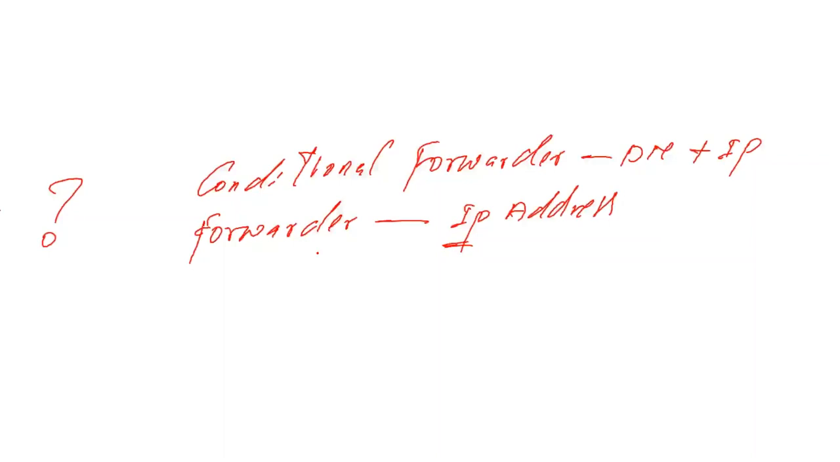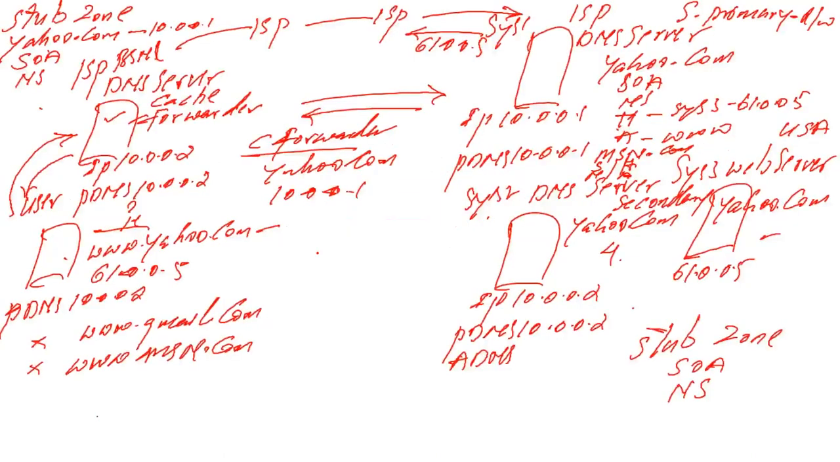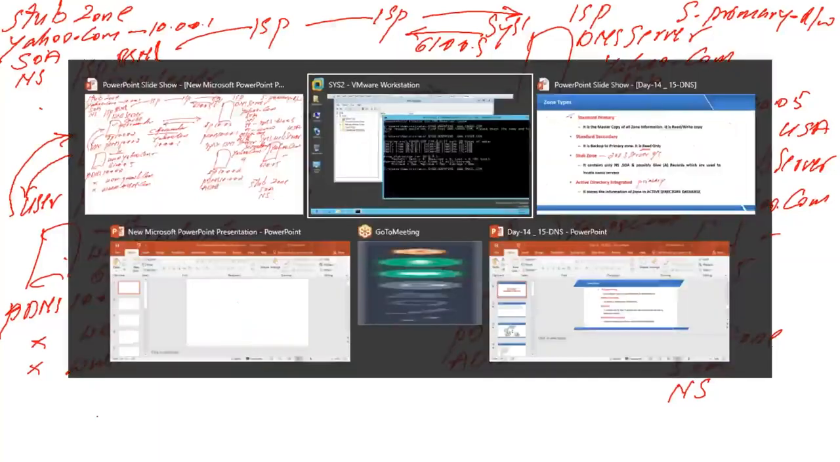Okay. So when we require forwarders, where do we have to create the forwarder? Where the website is registered or where the website is not registered? Where the website is not registered. So where do we have to create, in system 1 server or system 2 server? System 2 only. So please write down. In system 2 server, open the DNS service.